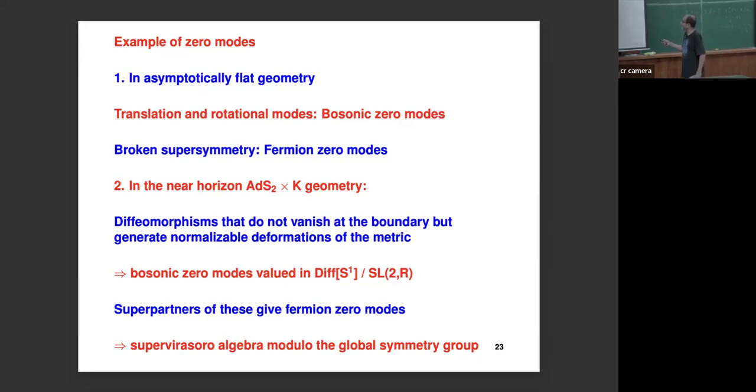Okay, so here is just an example, right? In asymptotically flat geometry, translation and rotation modes come from broken symmetries, which are bosonic zero modes, and broken supersymmetry gives fermionic zero modes. And in near horizon AdS2 times K geometry, the diffeomorphisms that do not vanish at the boundary but generate normalizable deformations of the metric actually give a lot of zero modes, right? They are in Diff S1 mod SL2R. And the superpartners of these will give you fermionic zero modes, which basically reduce to super-Virasoro zero modes. Yeah, this is for the AdS2 times K, exactly. So the main thing I'm trying to emphasize is that the zero mode structure is different depending on whether you do the AdS calculation or the flat space calculation. Nevertheless, at the end, if you calculate the same thing from the two different viewpoints, the answer should agree.